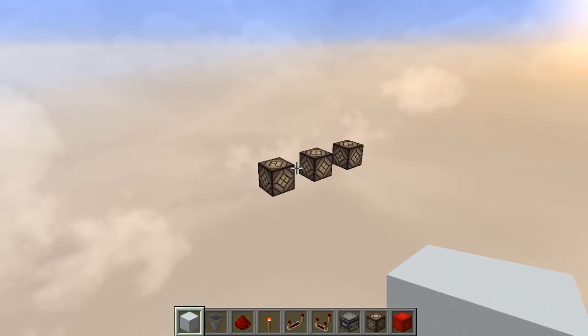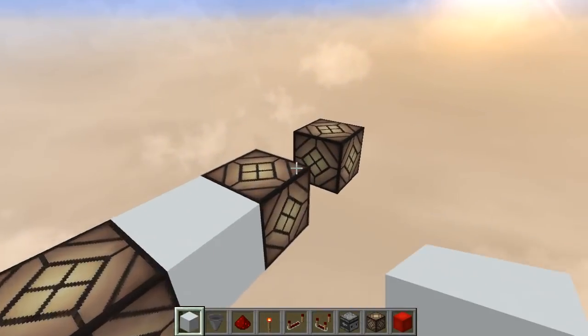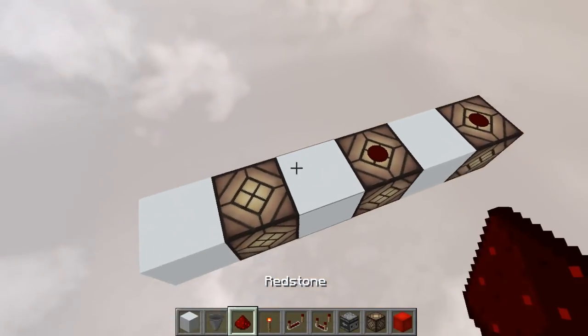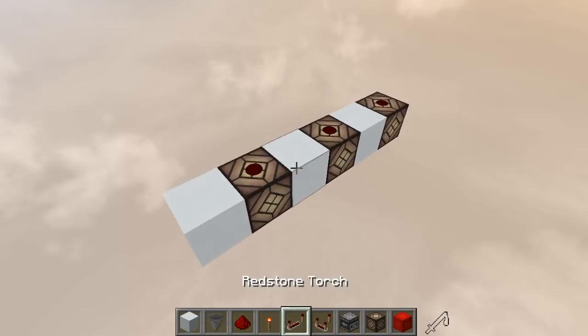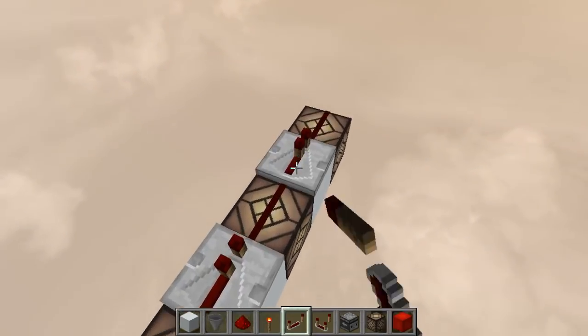Time to work on the receiver side. Okay, so let's start by placing redstone dust on top of these blocks and then repeaters in between.